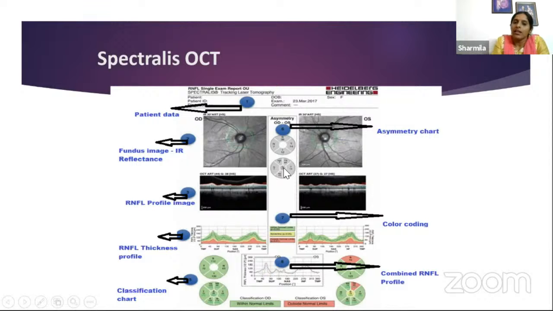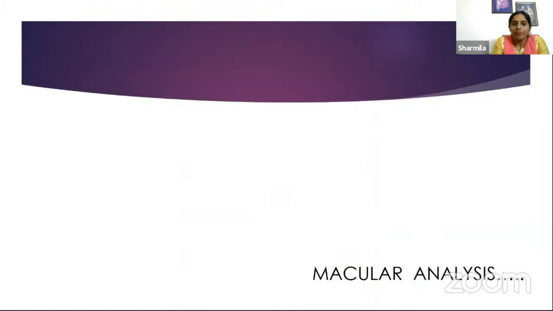And then you have the classification, that is, the global parameter will be the center circle. And then you have the superior quadrants, supratemporal, supranasal, the temporal, the nasal, infratemporal, and infranasal. So in each quadrant, you have the asymmetry in measurements between the right and the left eye. Again, these are also color coded, and here predominantly you have only 3 colors. The green is in the normal range, the yellow is the borderline, and the red is outside the normal limit range.